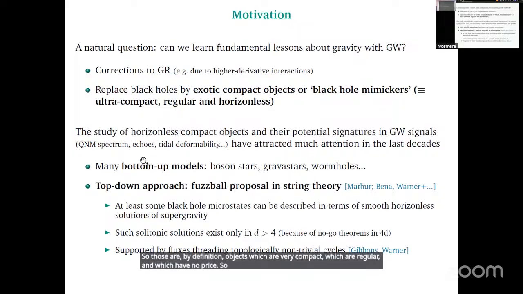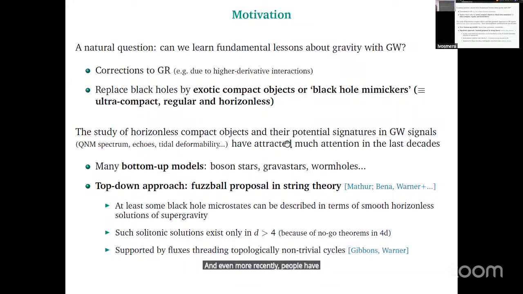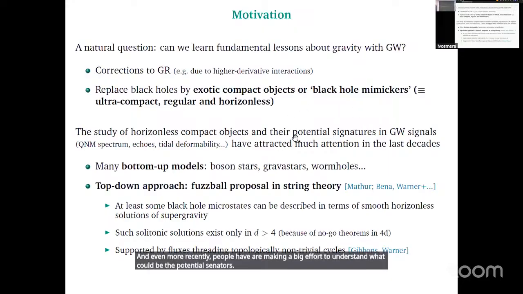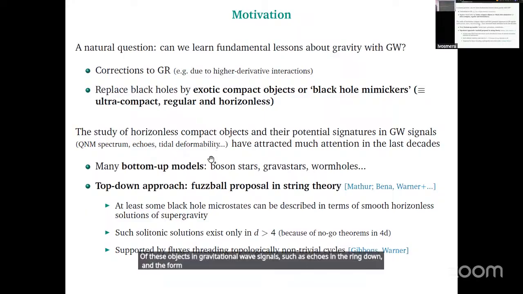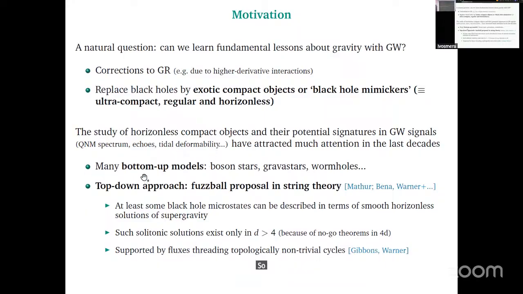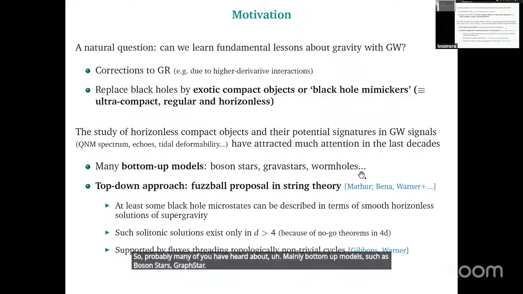So the study of such objects has a long history of more than two decades, and even more recently, people are making a big effort to understand what would be the potential signatures of these objects in gravitational wave signals, such as echoes in the ringdown and tidal deformability and so on. So probably many of you have heard about many bottom-up models, such as boson stars, gravastars, wormholes, and many more with even fancier names.